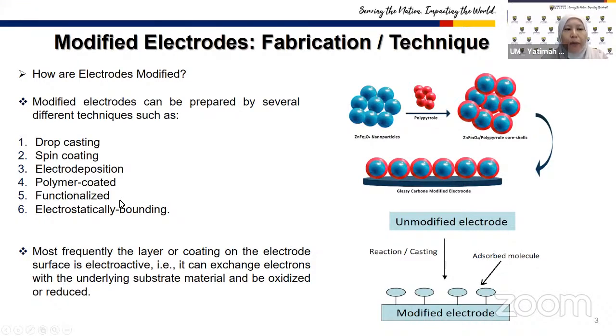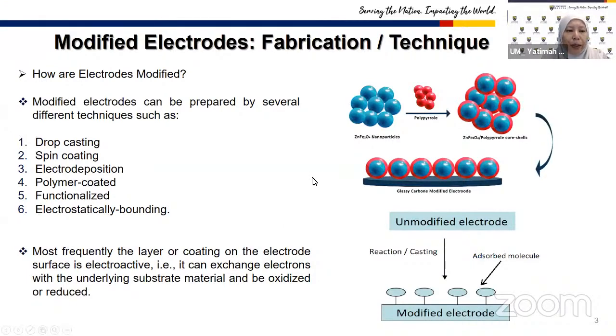And we can also do a technique called functionalize. Functionalize means after coating material on top of the modified electrode, they can also be functionalized. Again, you can do a two-step synthesis, maybe one step is electrodeposition, another step is a chemical reaction to functionalize the material coated on the surface of the substrate. And then we can also look into the technique called electrostatically bonding. This one I will give you some examples later in the lectures, so you can see how this material is electrostatically bonded with the substrate.